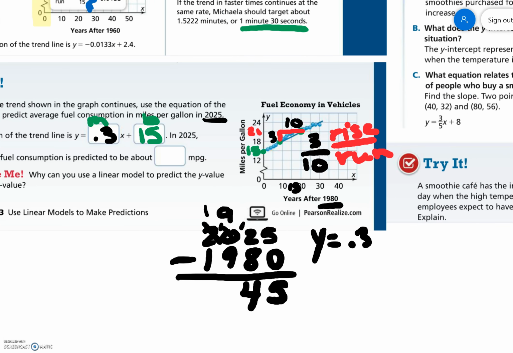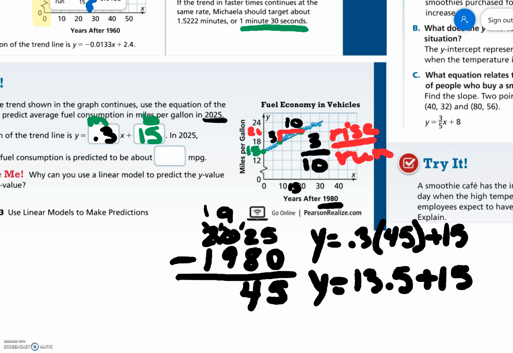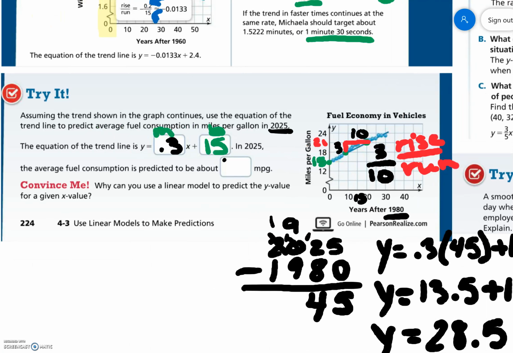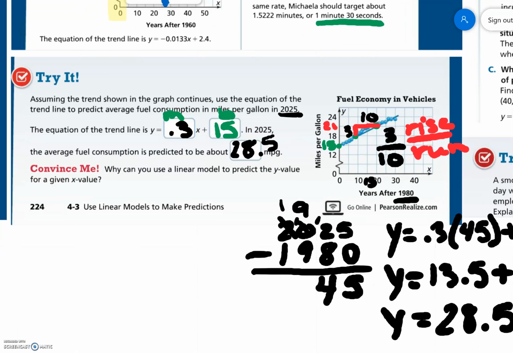Y equals 0.3 times 45 plus 15. PEMDAS tells me to multiply first. So 45 times 0.3 is 13.5 plus 15. Y equals 28.5. So the average fuel consumption is about to be 28.5 miles per gallon. Why can you use a linear model to predict the y value for a given x value? Is because you can substitute and solve.